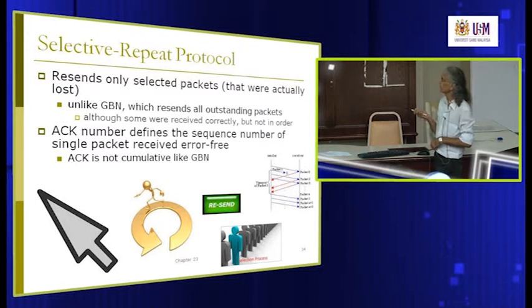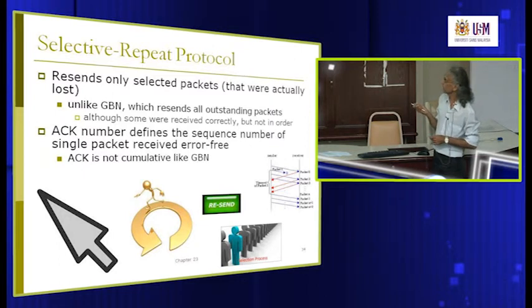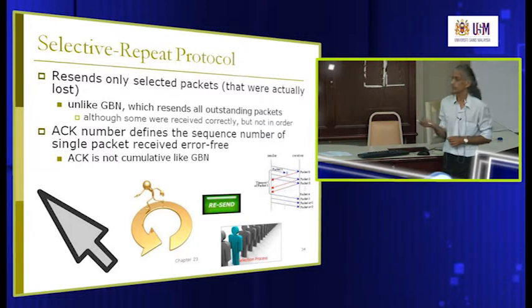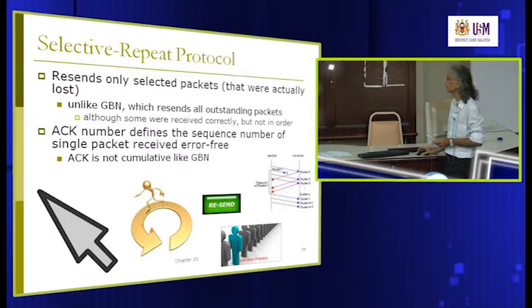So now in this case, the acknowledgement number has a slightly different function. The acknowledgement number says which sequence number packet has been received correctly. In Go Back N, the acknowledgement number is cumulative; it says whatever packets before that have been received correctly. In selective repeat, the acknowledgement number indicates the actual packet which was received correctly. So selective repeat also allows packets to be received not in order. We'll see that later. And so in this case, the acknowledgement number is not cumulative. It's only one number, not cumulative like Go Back N just now.